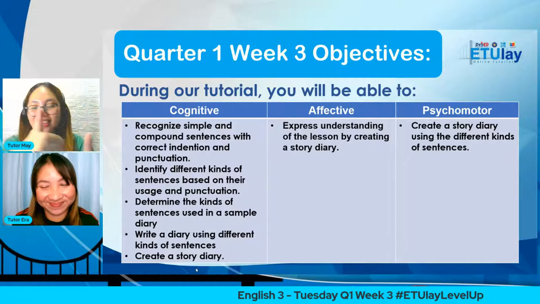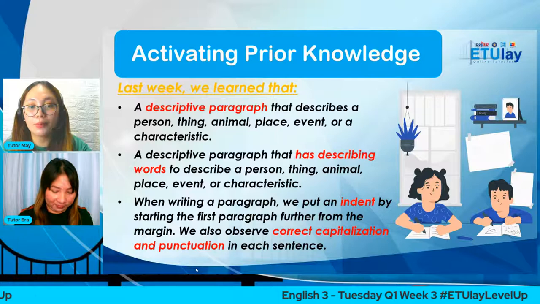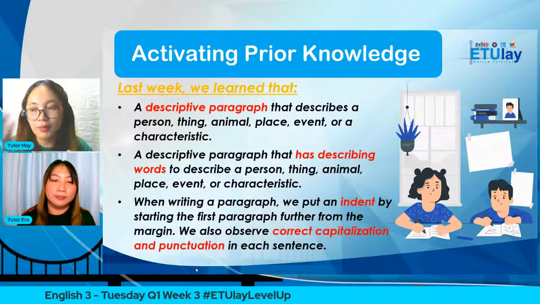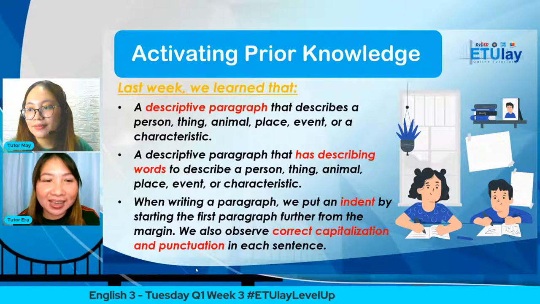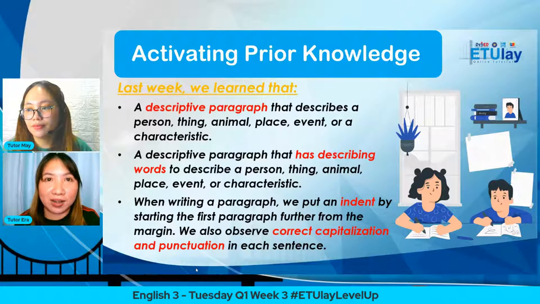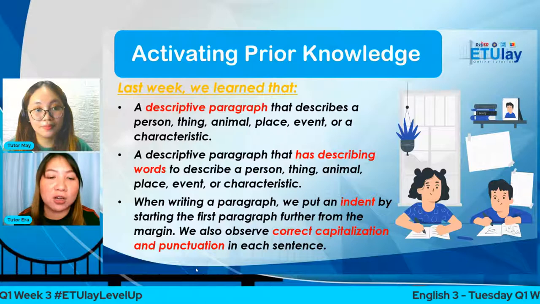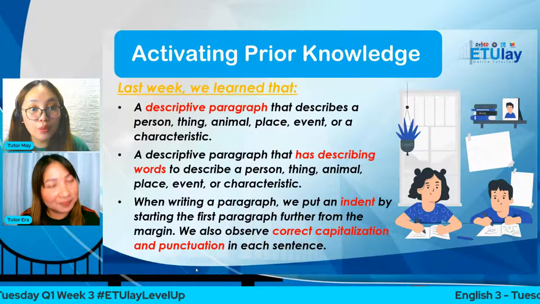Let's start. Okay, last week, we learned a couple of things. First is that a descriptive paragraph describes a person, thing, animal, place, event, or a characteristic. Aside from that, Tutor Ira, we also learned that. Can you please read the second and third points? We have a descriptive paragraph that has describing words to describe a person, thing, animal, place, event, or characteristic. And then last, when writing a paragraph, we put an indent by starting the first paragraph further from the margin. We also observe correct capitalization and punctuation in each sentence. Thank you, Tutor Ira, and I hope our learners are reminded of these things because we will be using them. We will be reviewing these things again before we go on and write our diaries, okay?